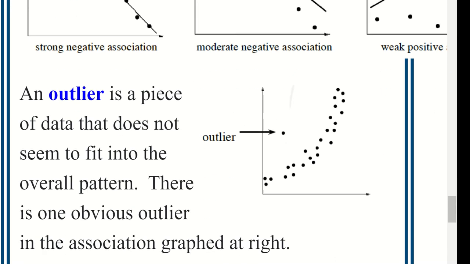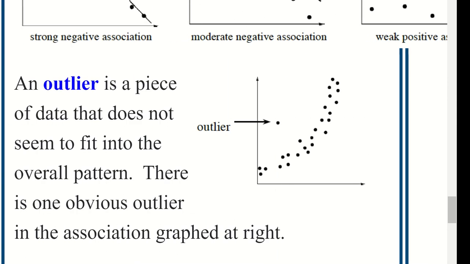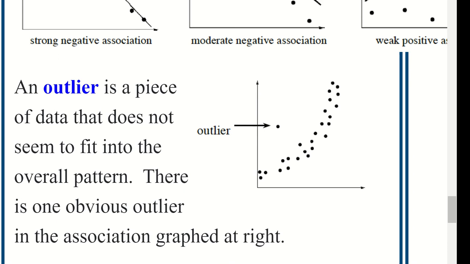It says an outlier is a piece of data that does not seem to fit the data. And when you see this one point right here, most of it seems to be in the same band, but this one doesn't fit. And so there's an obvious outlier there.